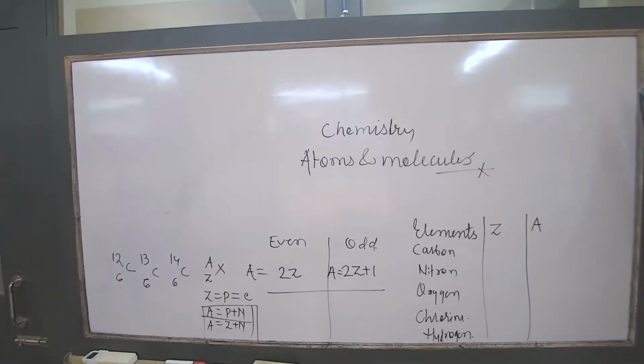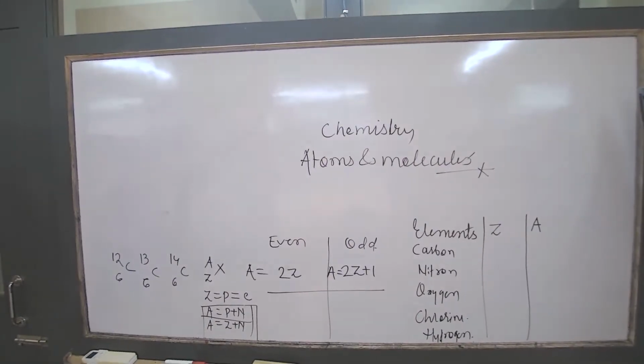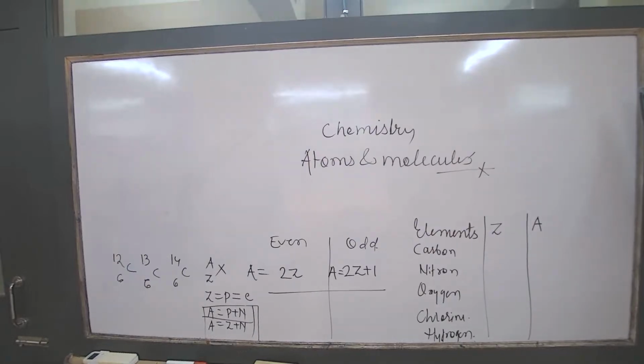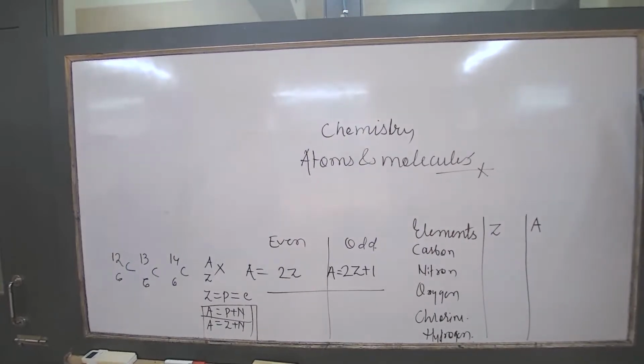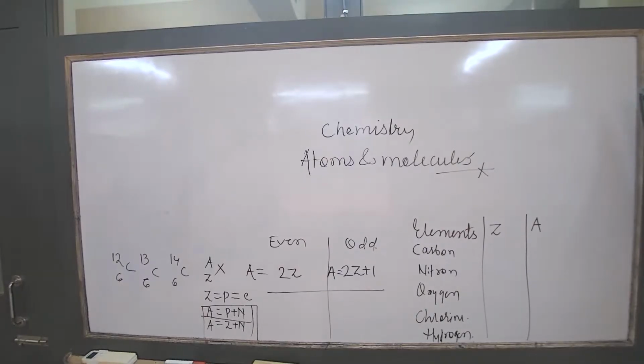Come on, do it. Carbon, nitrogen, oxygen, chlorine and hydrogen. Start writing. Who are you copying from? Don't copy, do it by your own. First write down the value of Z. Don't copy.